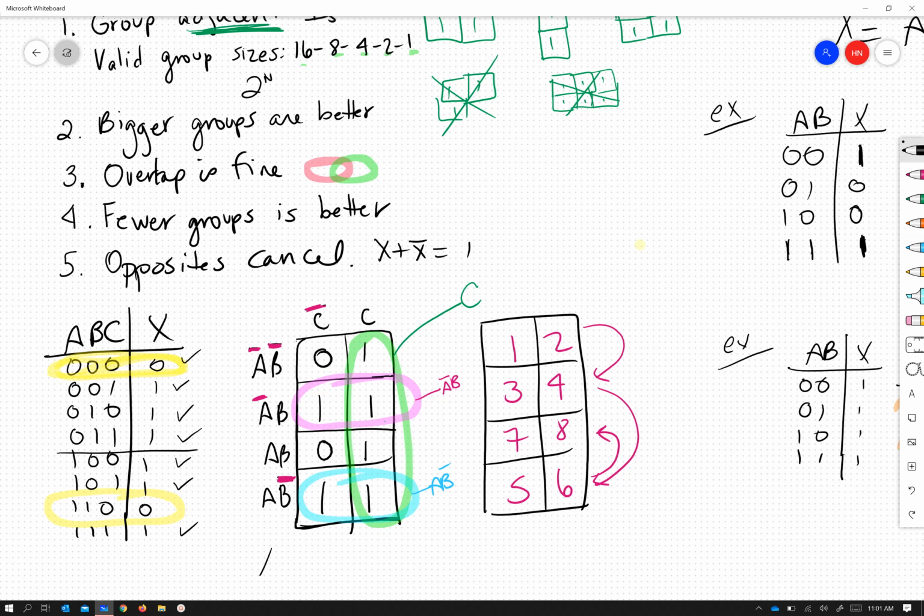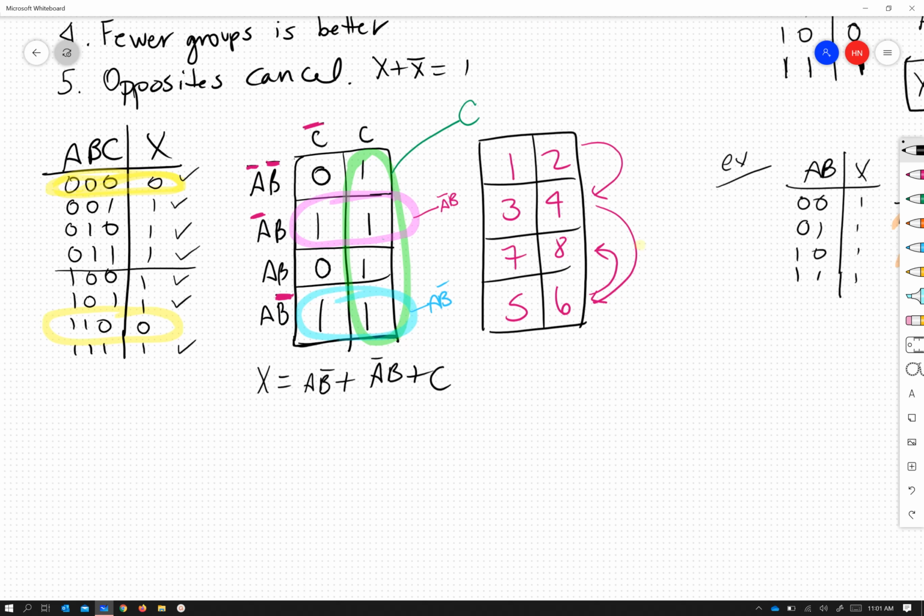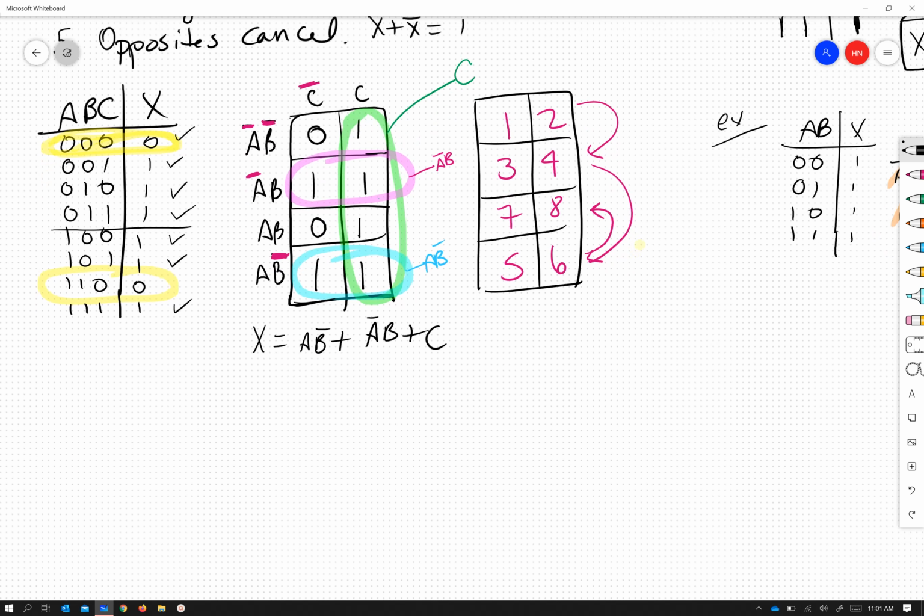So my equation is just the green or the pink or the blue. And it doesn't matter, I guess. I'm just writing it bottom up. So then not A, B, or C. Sometimes it's easier to write them alphabetical, but so there you have it. That's how you would get the equation for this K-map.